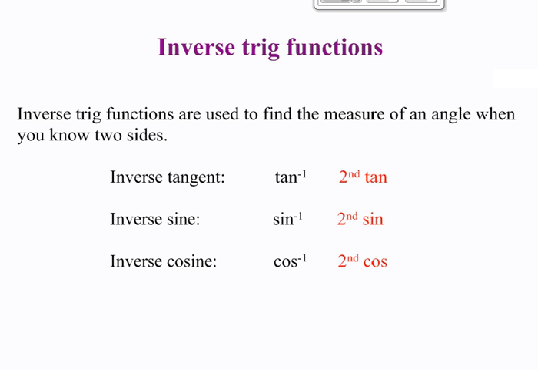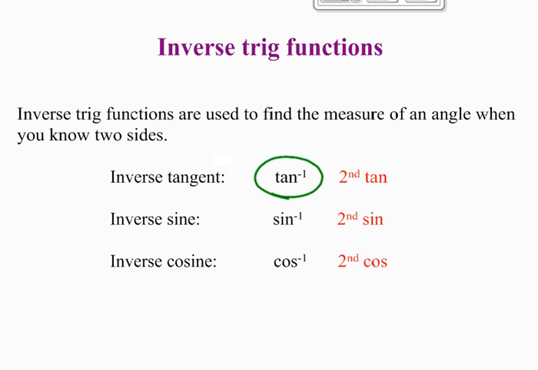All right, the inverse trig functions. Inverse trig functions are used to find the measure of an angle when you know 2 sides. So far, we've only found side measures. Now we're learning how to find angle measures. We have the inverse tangent, which is notated tangent to the -1. Now that -1 is not an exponent. It's simply the notation for the inverse.